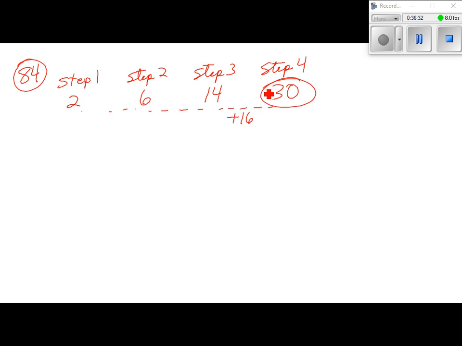They didn't really explain it well enough if they wanted this number or if they just wanted how many new line segments you're adding on. So I would think that 30 is the correct answer, but might accept it if you put 16 also.